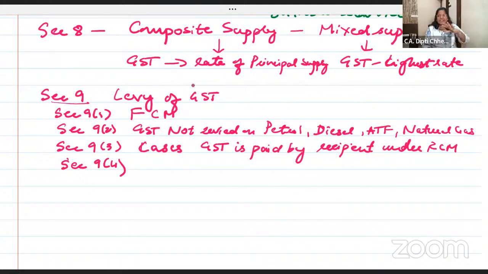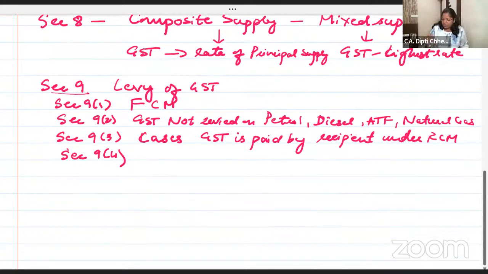9.2 is GST is not specifically chargeable on few products. Don't write alcoholic liquor for human consumption and all that here. That's in your chapter 1. These are the products on which GST will be started in the future date. Okay. 9.3's cases, CGST is paid by the recipient.